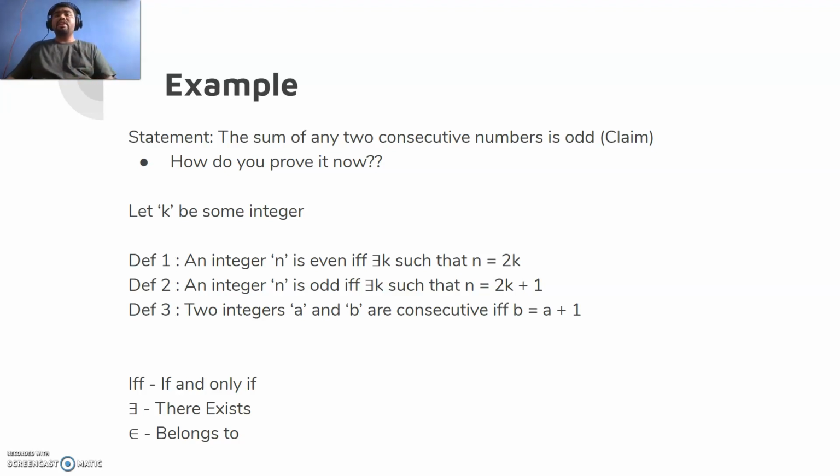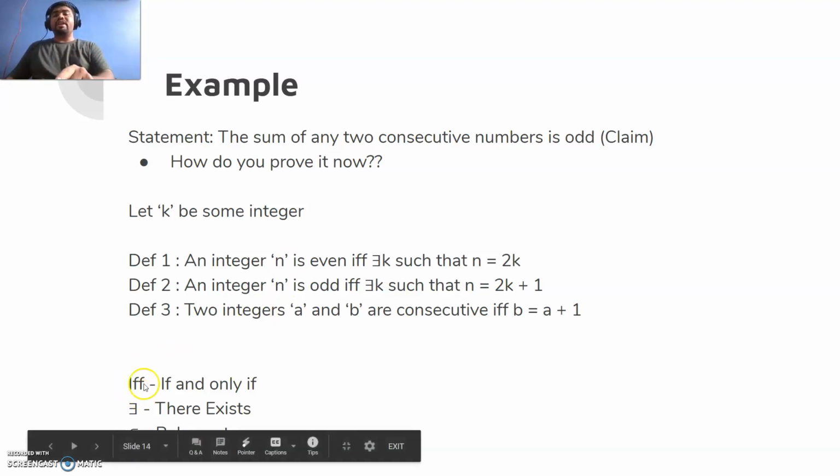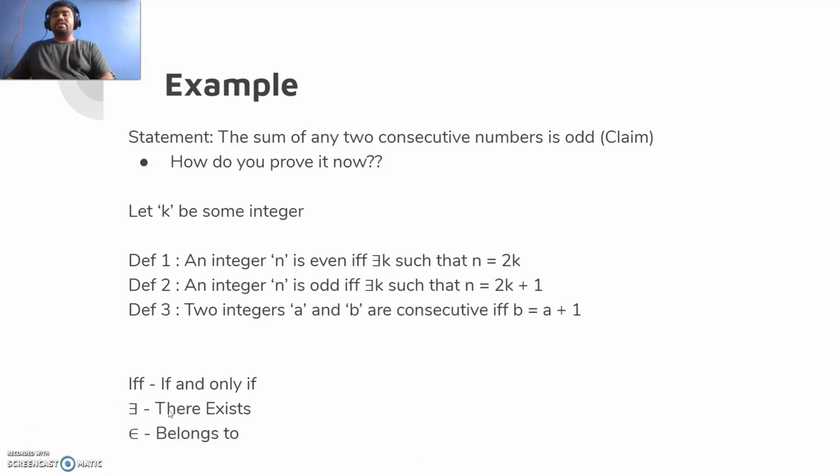Definition 3: two integers a and b are consecutive if and only if b is equal to a plus 1. Obviously, for it to be consecutive, I just need to add 1 to one number and we get the other number. Now I've given some notations below, you can check them out. If I write IFF, it means if and only if. The backward E means there exists. And the next one is the symbol for belongs to.